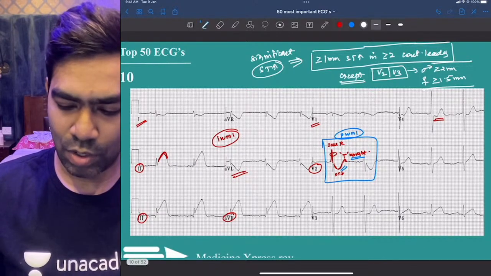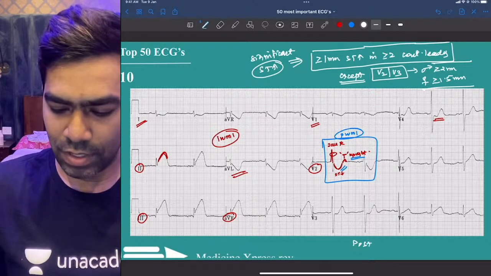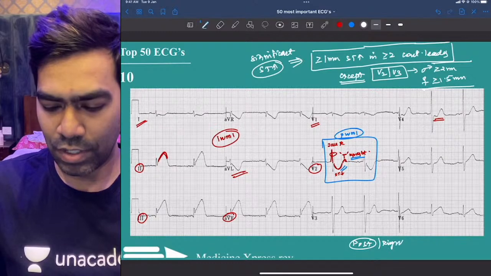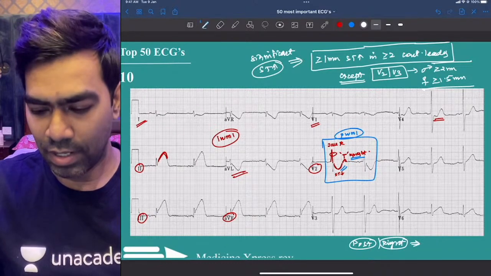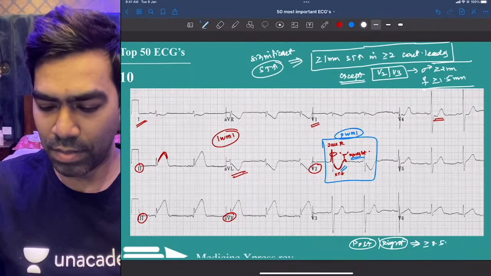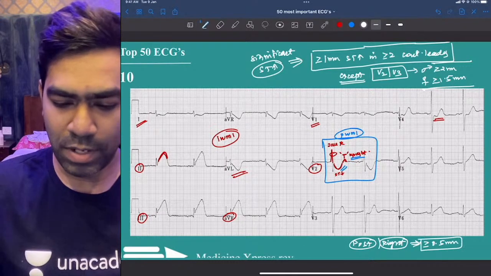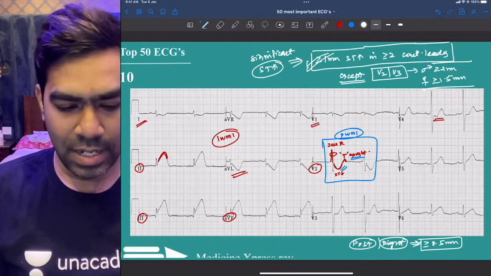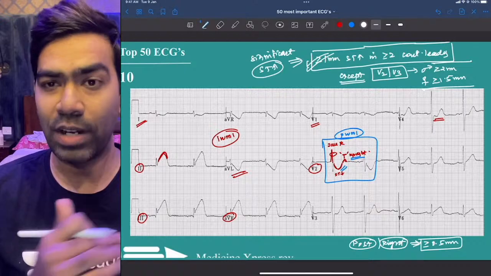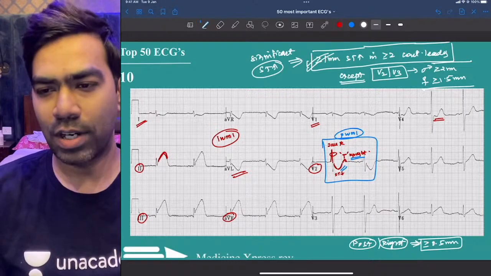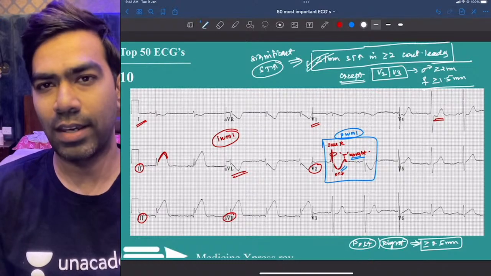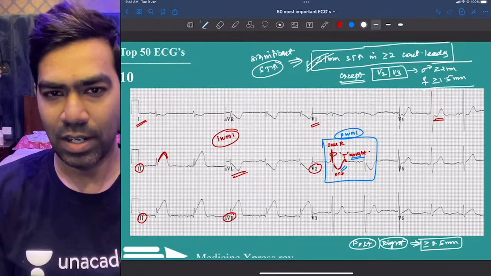Again, another exception to the rule is in posterior leads, which is used to find out posterior myocardial infarction, and in right-sided leads, which is used to diagnose right ventricular myocardial infarction. Because these leads are very sensitive for the diagnosis of STEMI, you need just 0.5 millimeter here. So the 1 millimeter rule is standard, but there are some exceptions. One exception is in lead V2 and V3 where you need more than 1 millimeter, and in posterior and right-sided leads, because they are sensitive, you need less than 1 millimeter. These are the two exceptions to say that the patient is having a significant ST segment elevation.